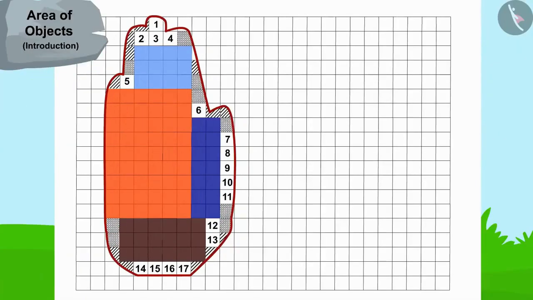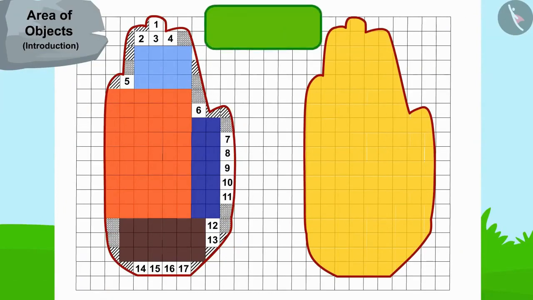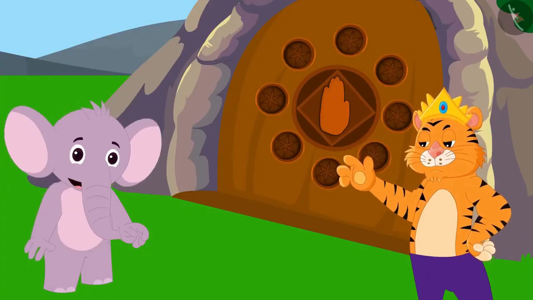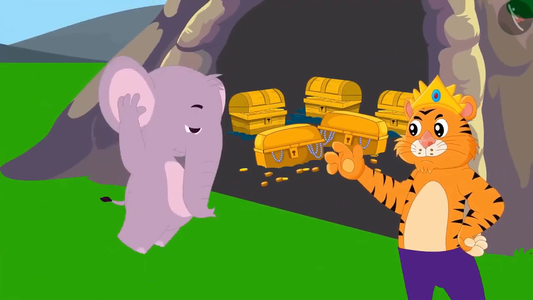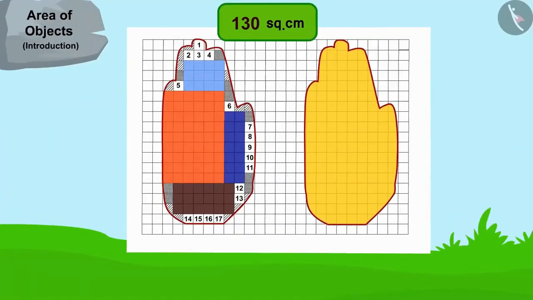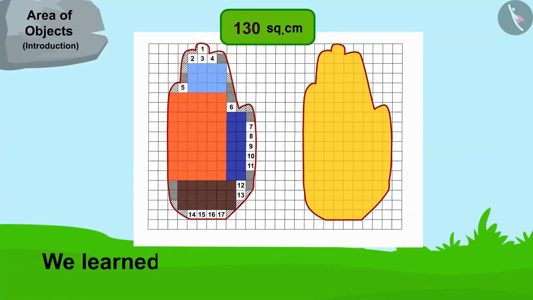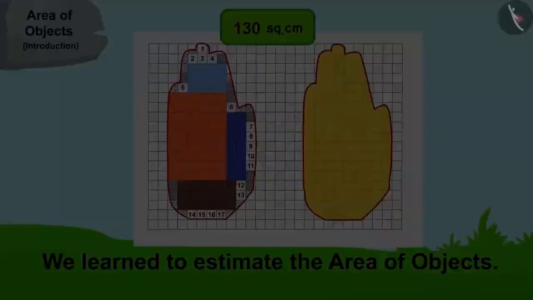Apoo's hand impression matched the impression on the cave door. The king opened the door with Apoo's help and gave him half of the treasure in return. Children, in this video, we learned to estimate the area of objects. In the next video, we will learn more about it through some interesting examples.